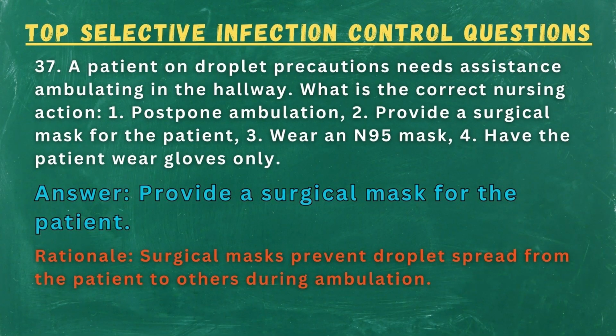37. A patient on droplet precautions needs assistance ambulating in the hallway. What is the correct nursing action? 1. Postpone ambulation. 2. Provide a surgical mask for the patient. 3. Wear an N95 mask. 4. Have the patient wear gloves only. Answer: provide a surgical mask for the patient. Rationale: surgical masks prevent droplet spread from the patient to others during ambulation.